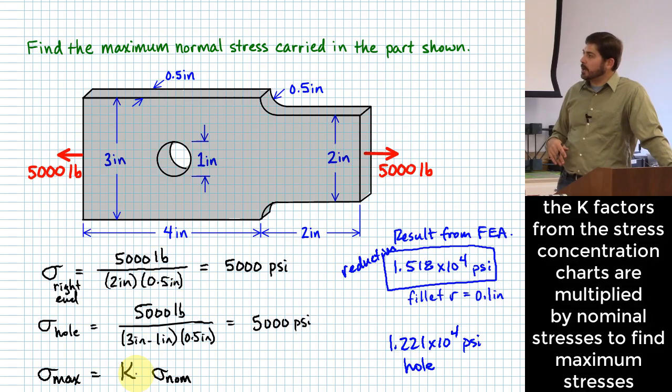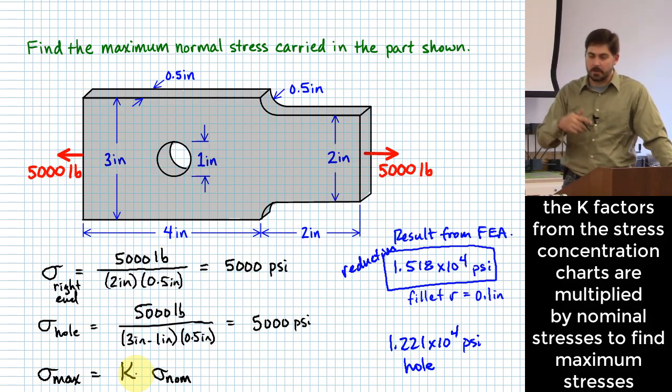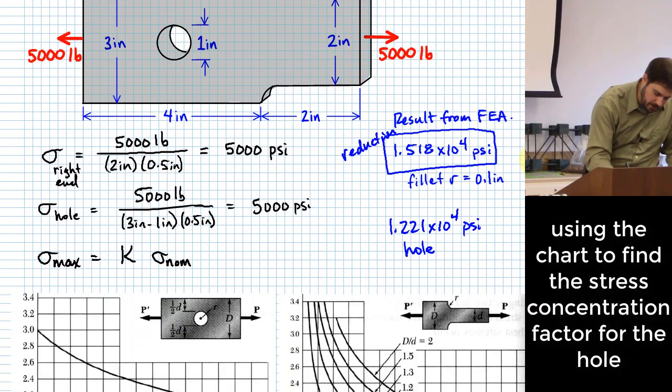Okay? So if we can figure out those K values, then we should be good to be able to calculate what these maximum stresses are. And the K values can be found off of these charts. So for our problem, what do we need to do?